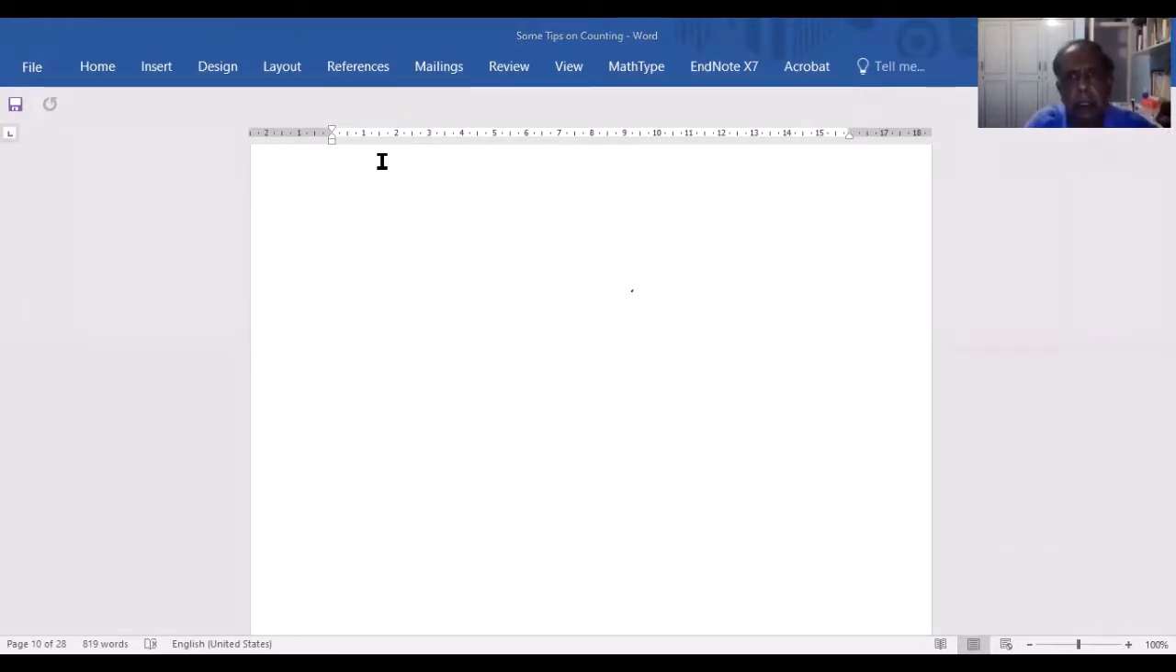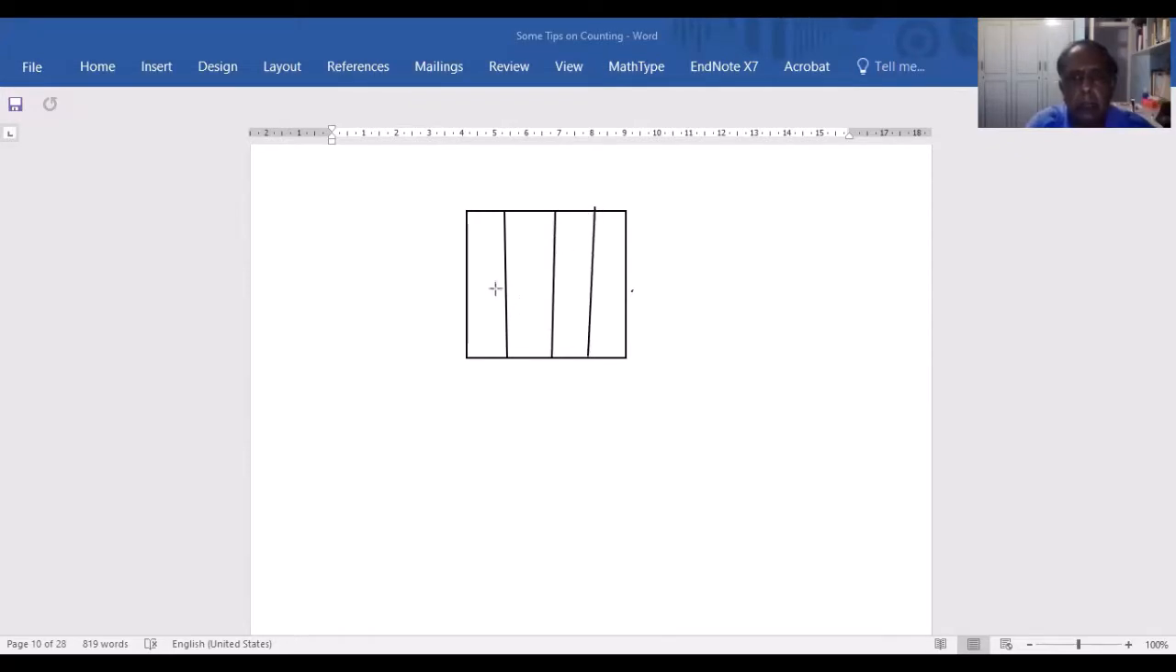And you can draw a 4x4 grid. So we need four rows and four columns. So that's what I'm doing here. All right, now you've got 16 squares here, and you want to put a tick and a cross.